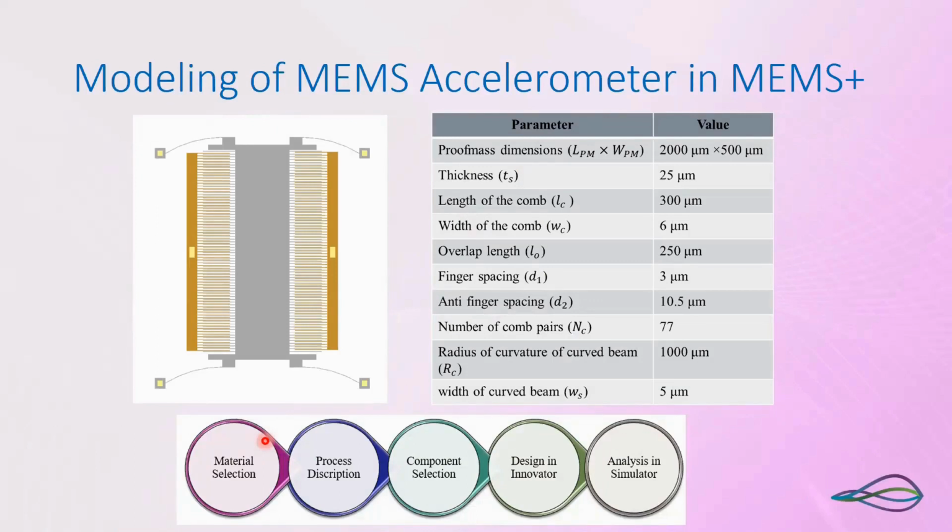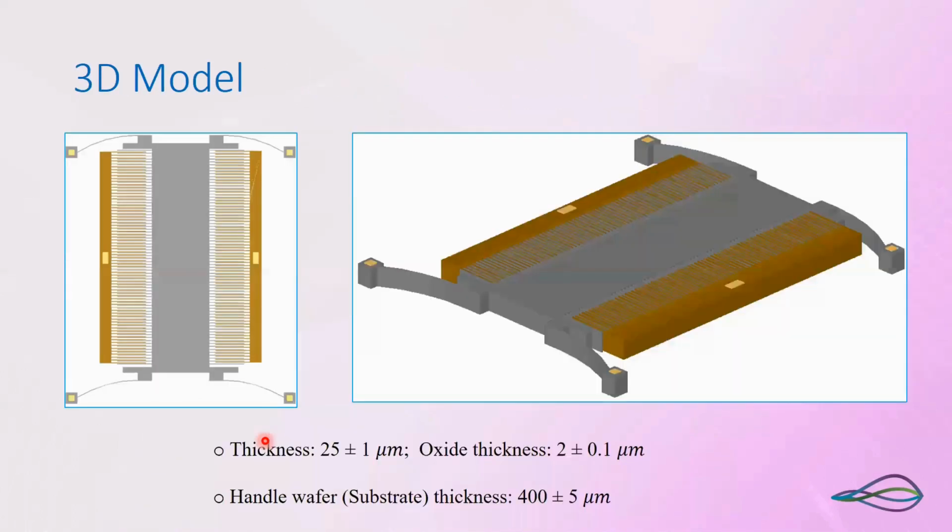And then four curved cantilever beams. After that, we are modeling it in MEMS Plus, where you can select the material, you can select the SOI process, and then different components which will make this particular design, and then you can do the analysis and create the MEMS Plus model.